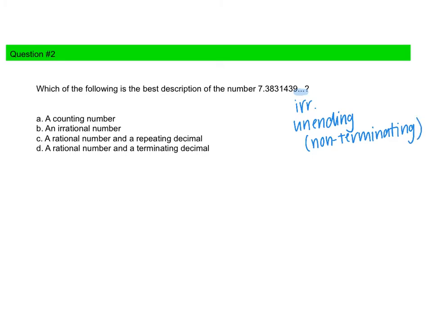Okay? So this is not a counting number. This isn't an irrational number. This is not a rational number. The only one of these that even describes this even a little bit, that's our answer choice, is B. Okay? Moving on.